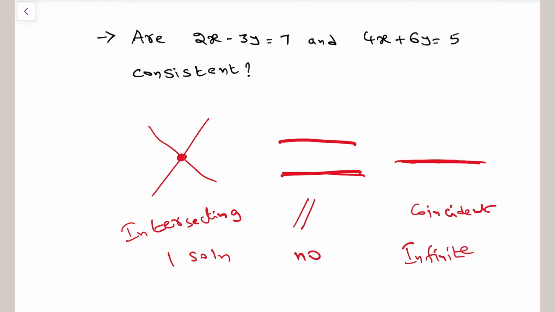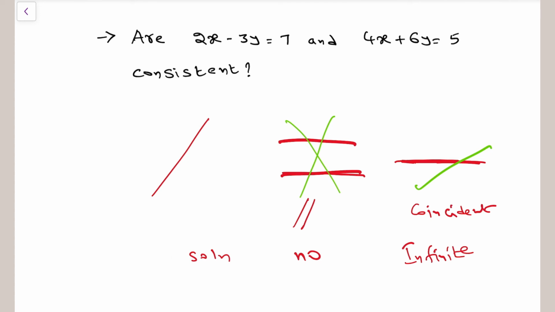If at least one solution is there, then those are considered a consistent pair, otherwise an inconsistent pair. Here one solution is there, so intersecting lines are a consistent pair. Coincident lines are also a consistent pair, because coincident means infinite solutions, and infinite solutions means definitely one solution will be there. So intersecting lines and coincident lines both are consistent pairs, whereas parallel lines come under inconsistent pair. Okay, now let us solve our question.